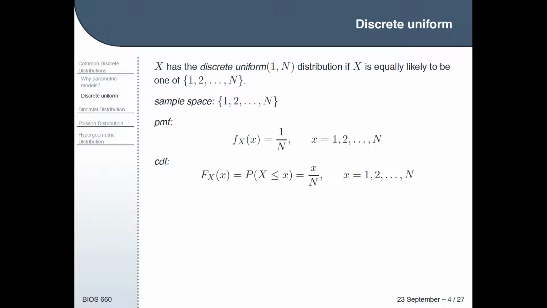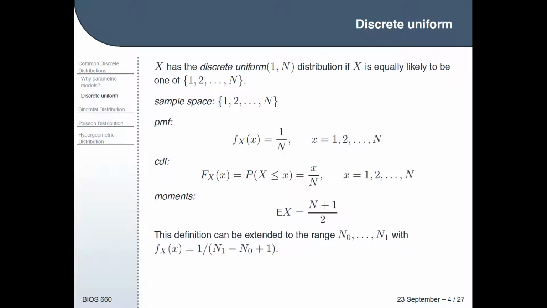The CDF is also easy to show, it's just x divided by n. And if you work through a little math that I won't show, you can find that the expected value is (n+1)/2. And if you wanted, you could define a discrete uniform distribution on arbitrary numbers n0 up to n1 with the probability mass function listed below. In general, there's not much reason to do that because there's a one-to-one correspondence with 1 to n, as I just said.